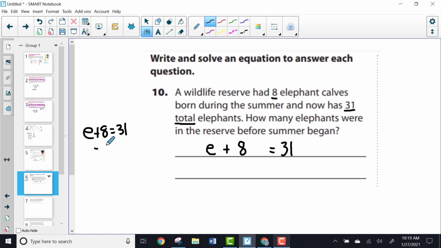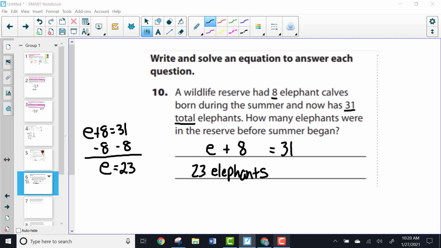Since it's an addition problem, I do the subtraction property of equality. Subtract 8 on both sides of the equation. That eliminates the 8. We bring down our E. 31 minus 8 is 23. Okay, and so we can see the answer. How many elephants were in the reserve before the summer began? 23 elephants. Okay, again, we can plug in 23 for E, so we know that 23 plus 8 is 31. You can even do that on your calculator. It's a great way to check your work to see if your solution is correct.